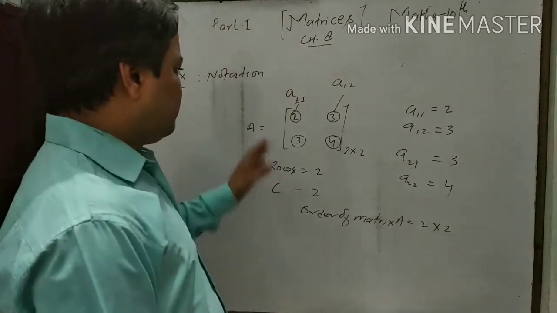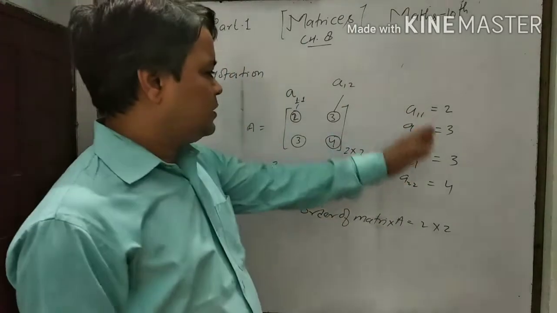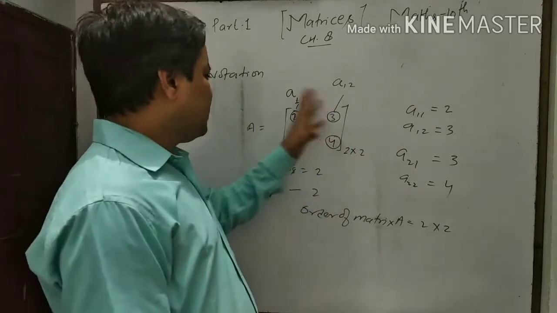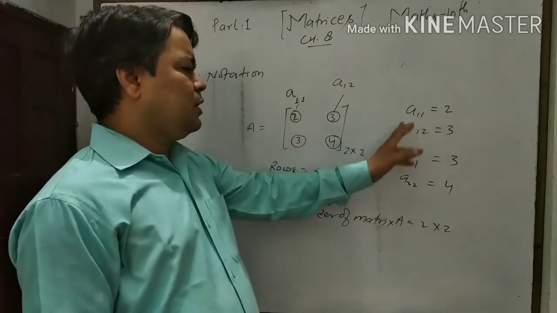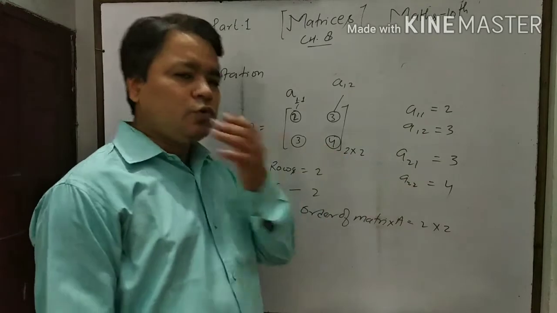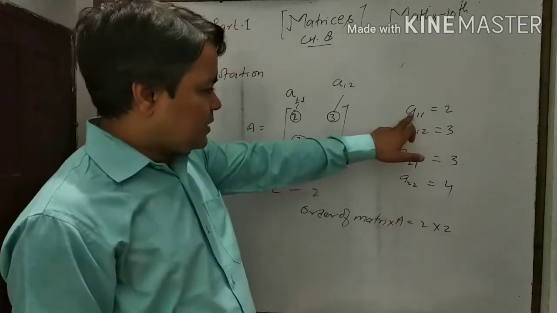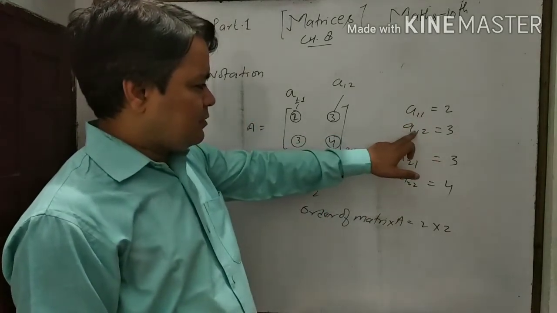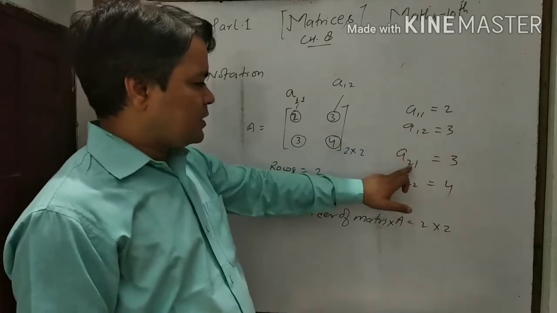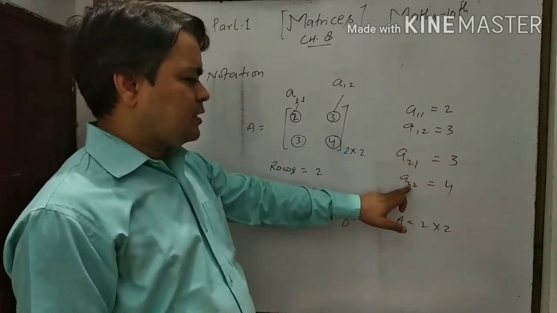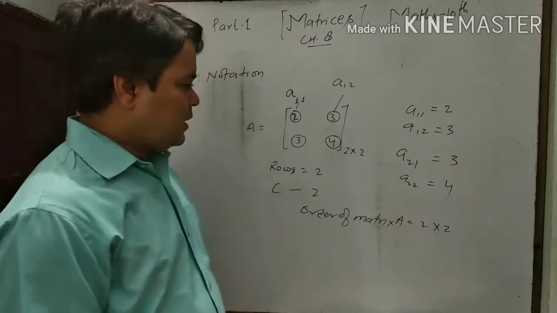In this way we can indicate the elements, the members of the matrix, as A11, A12, A21, A22 like that. It means the element of the first row and first column, the element of the first row and second column, the element of the second row and first column, the element of the second row and second column. Like this we can arrange it.